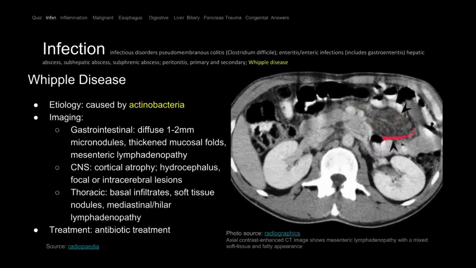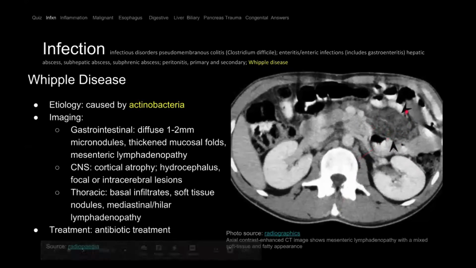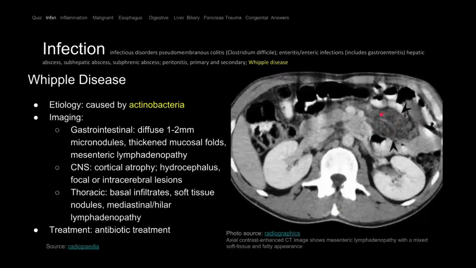So Whipple's disease is caused by an infection, actinobacteria. Patients typically present with lymphadenopathy, and the lymphadenopathy is pretty remarkable, and it's low density. So it's not density we think about relative to water, but low density compared to, say, soft tissue, which is isodense. So this is Whipple's disease.